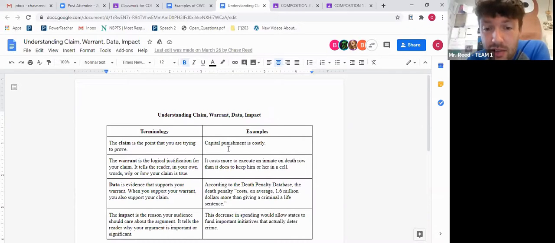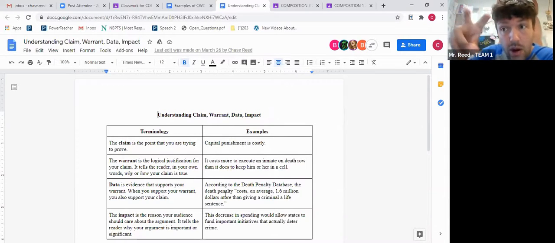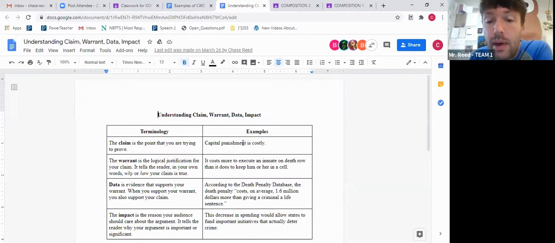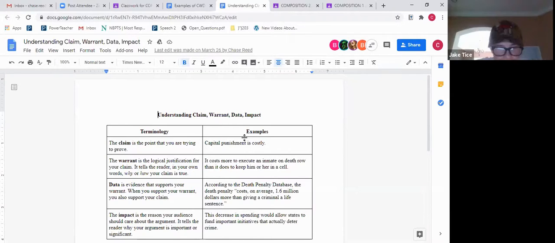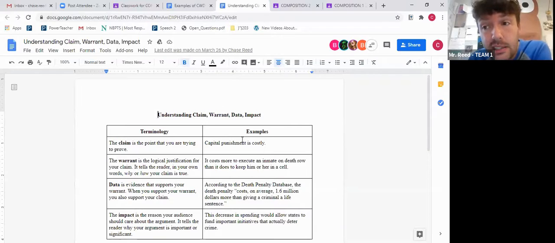So here, these are the 4 parts of a whole paragraph. Now, in a paragraph, of course, we wouldn't separate them out. We'd keep them all together, but we're going to start with this claim. This says capital punishment is costly. This means the death penalty is costly. What do I mean by costly, Jake? Very expensive. Okay, so we could paraphrase that. We could say the death penalty is very expensive.